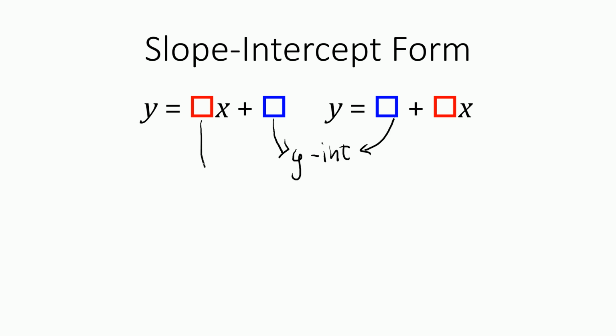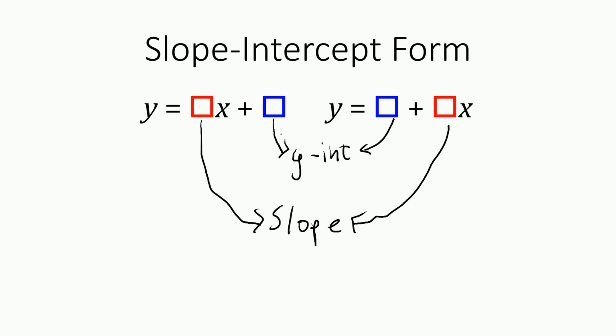Okay, that means that this value, whatever it is, next to x, is the slope. And so looking at any linear equation in slope-intercept form, we can quickly identify slope and intercept by knowing that slope is always next to x and y-intercept is the other number that's not next to x.